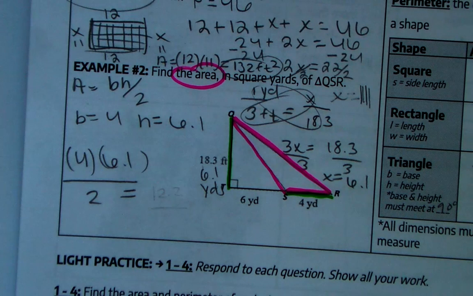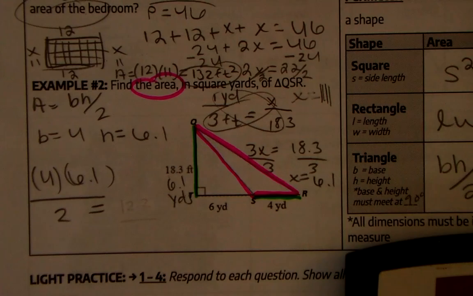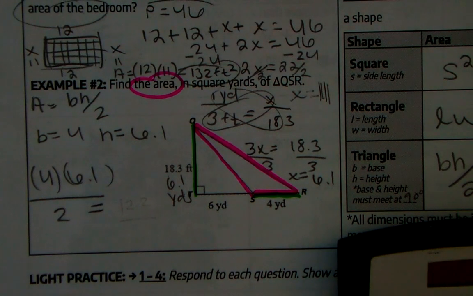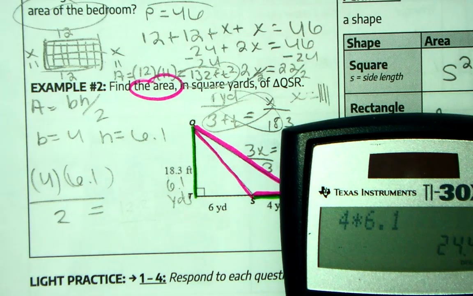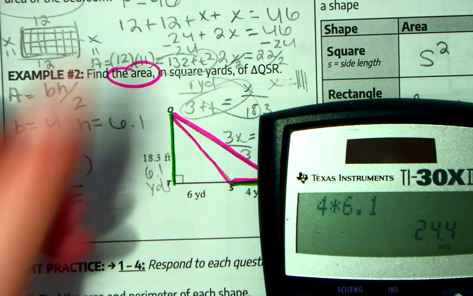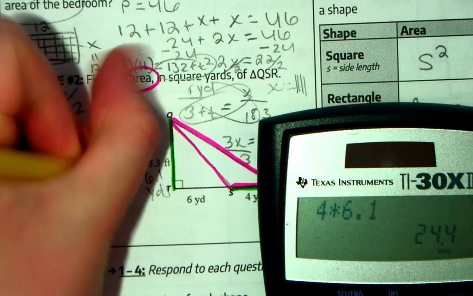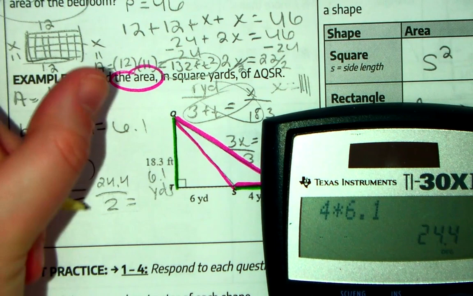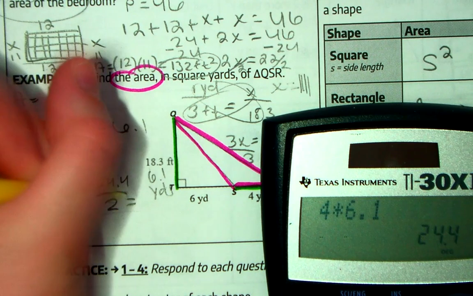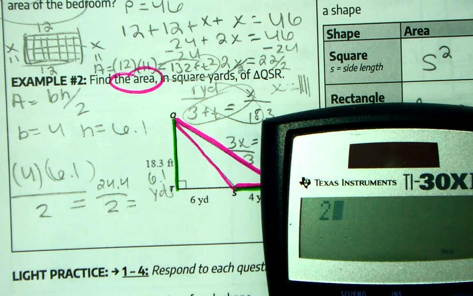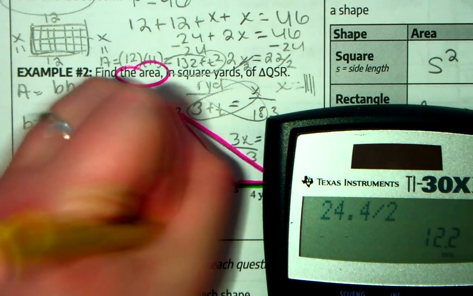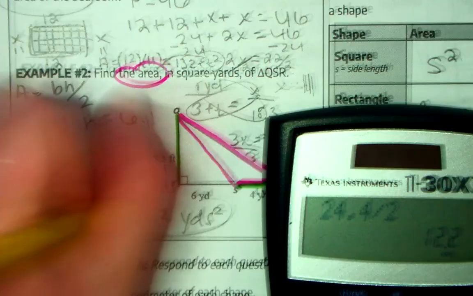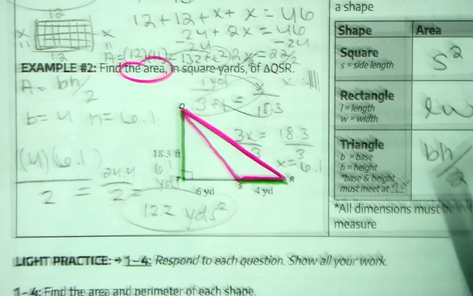Let me actually calculate that first. If I do 4 times 6, I get 24, divided by 2. 24 divided by 2 equals 12 yards. And again, squared because we're talking about area. Okay, cool.